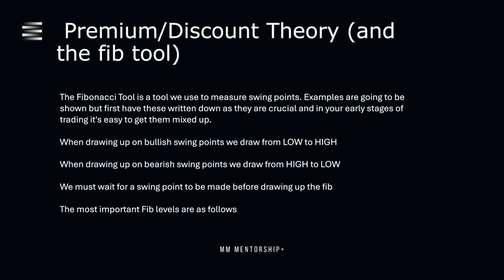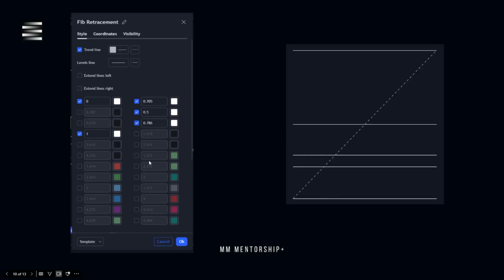The most important fib levels are as follows: 0, 1, 0.78, 0.5, and 0.705, right? Now, this is what it will show. When, let's say, price is going up here.